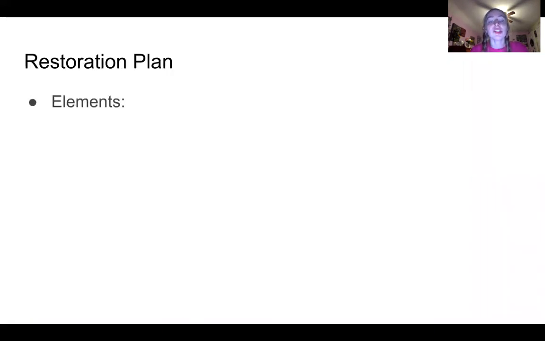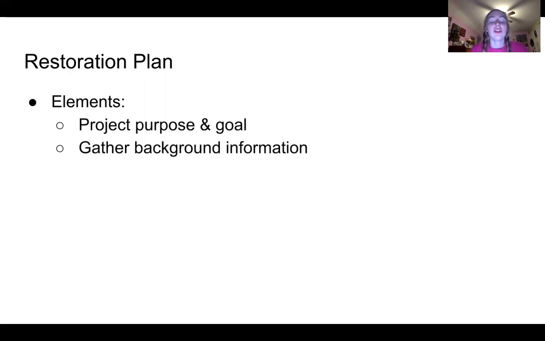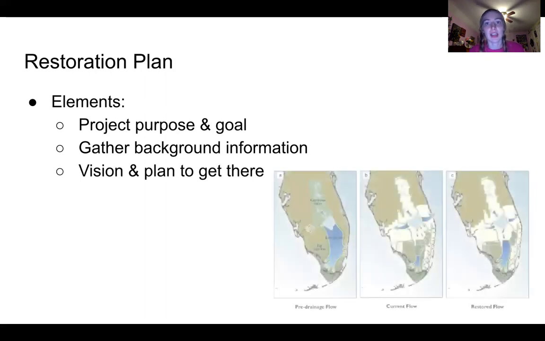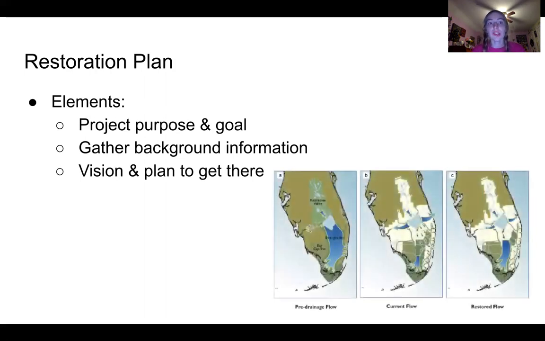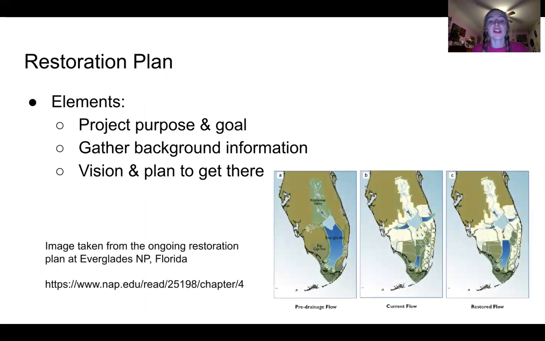A restoration plan should include a few elements, and they are the project purpose and goal. You need to gather background information to help you figure out that goal, as well as that background information will help you get a vision of where you want to go and then a plan together for that vision. So you need all those elements. Here is an image taken from the different processes in the Everglades. It's an ongoing restoration, but shows you the different stages from the restoration plan of the drainage flow and just maps and images of it.